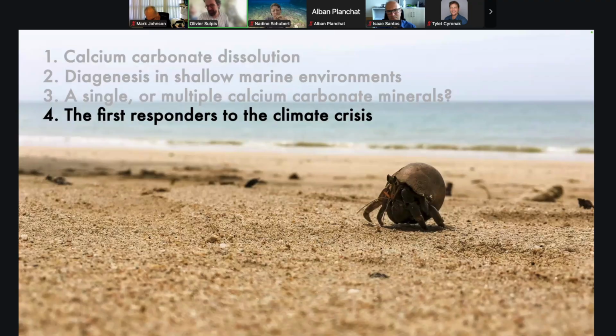Okay, and the last section of this talk, since we are here to think of the link with the global carbon cycle, is about the carbonate sediments as the first responders to the climate crisis.